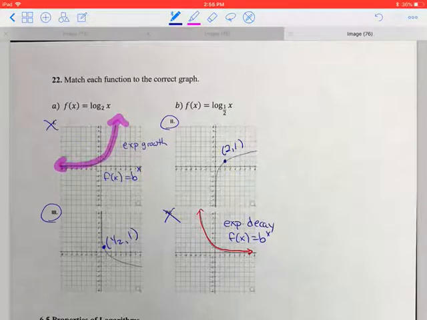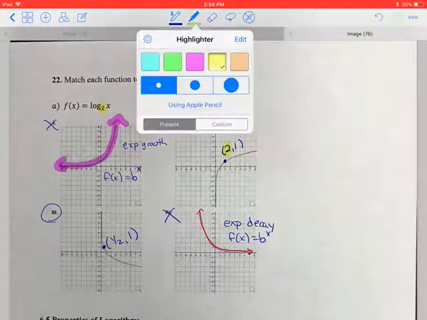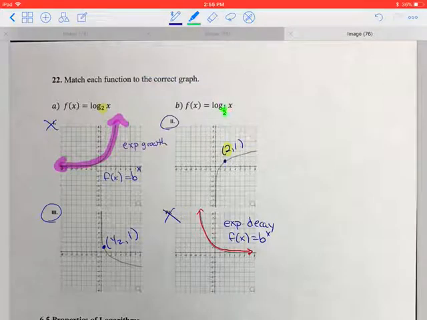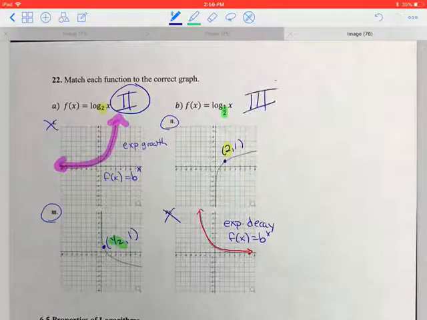So these are kind of the points I look for on log graphs. And this point will have to match the base. Okay, so those two go together. And then here's 1/2 and 1/2, so those two go together. All right, so for A, it would be graph 2. And for B, it would be graph 3.